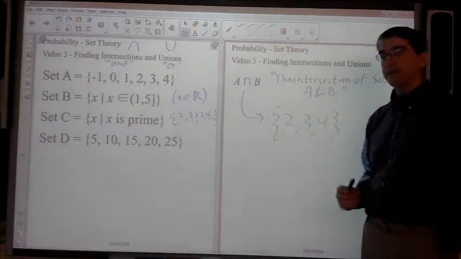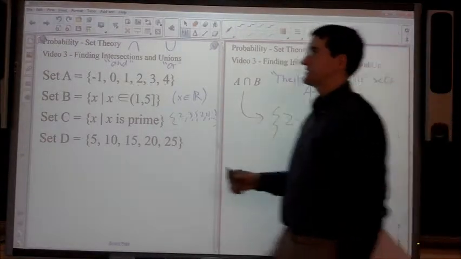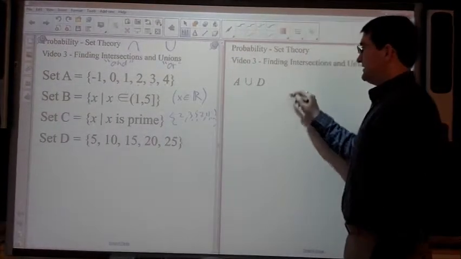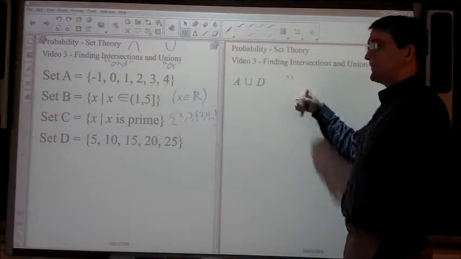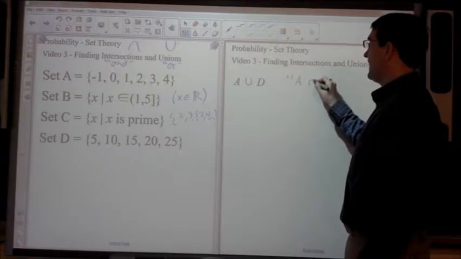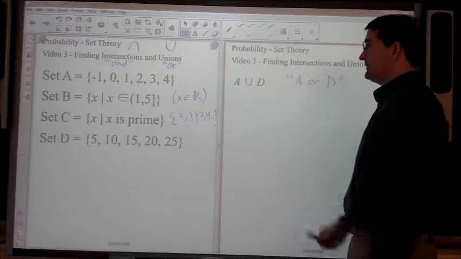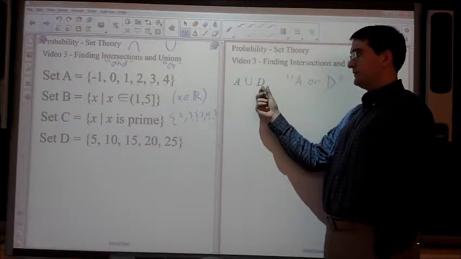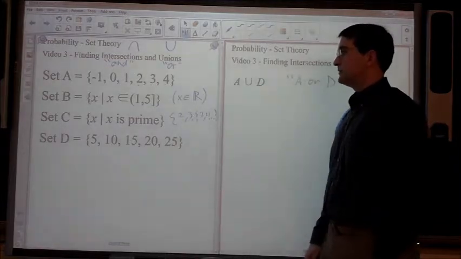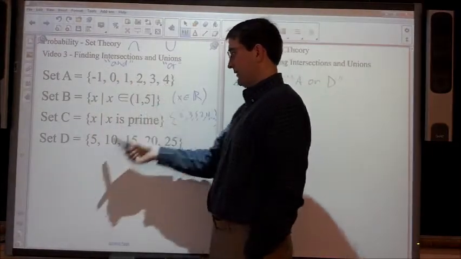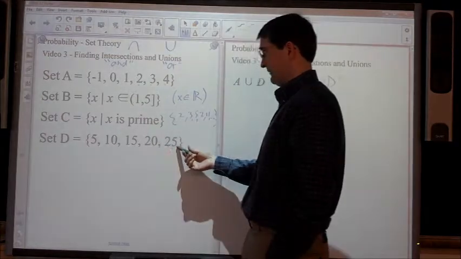Let's take a look at the next one. A or D is the faster way of reading this: the union of sets A and D, or just simply A or D. Now I want to list everything that shows up in either A or D. Well, look at that. We've got -1, 0, 1, 2, 3, 4 here. We've got 5, 10, 15, 20, 25 here. There's no overlap between them whatsoever.